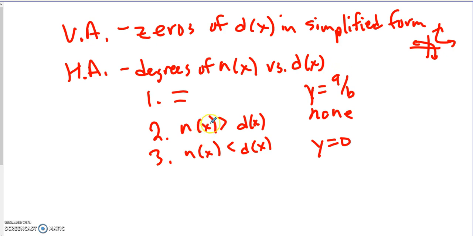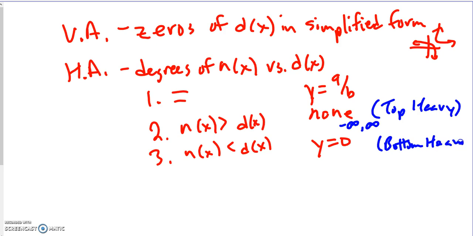If the degree of the numerator is greater than the denominator, so in other words, you'll hear me say things like top heavy, then there is no horizontal asymptote. So it typically goes to usually negative infinity or positive infinity. If the degree of the numerator is less than the denominator, so in other words, bottom heavy, it automatically is y equals 0.